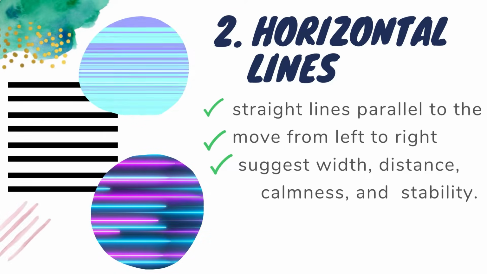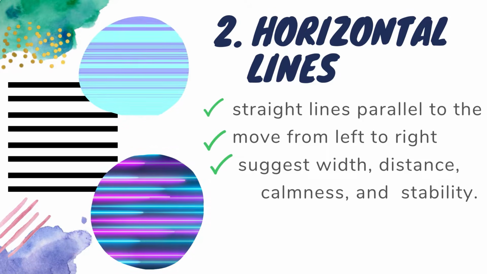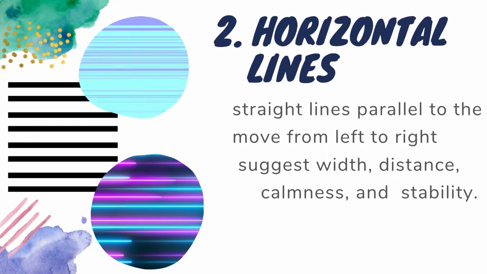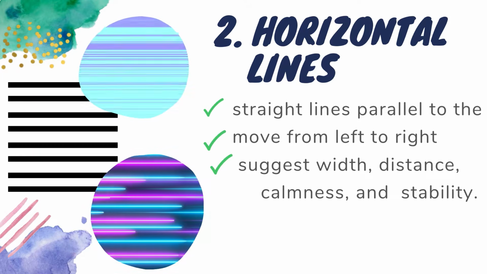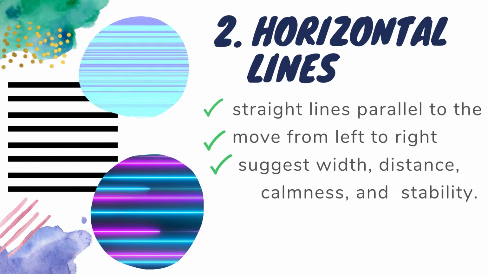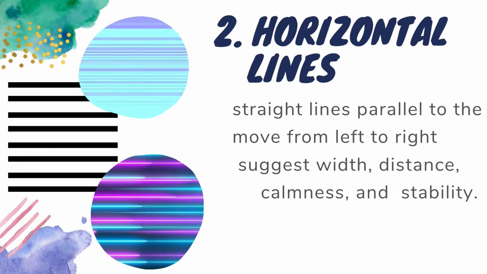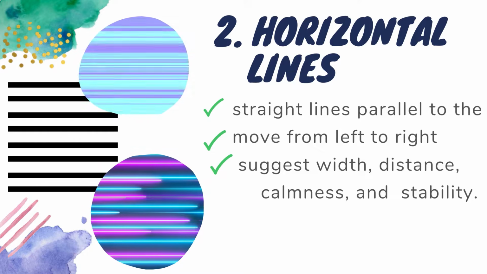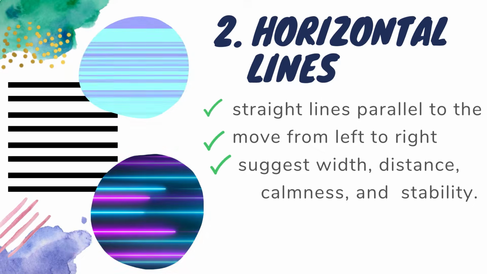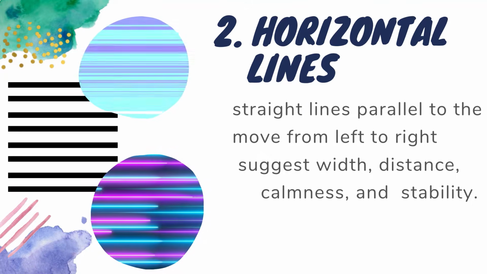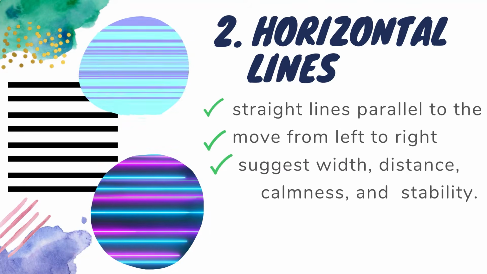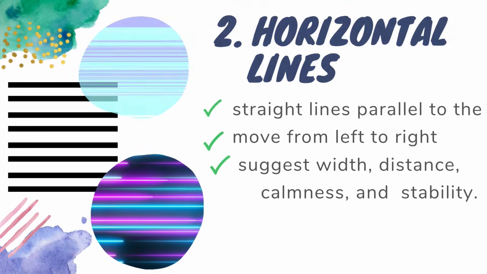Number 2, horizontal lines. These lines are straight lines parallel to the ground. They move from left to right, and they suggest width, distance, calmness, and stability. Here are the examples of horizontal lines. If you can do this, then draw a horizontal line on your paper. All right, good job. Have you drawn your horizontal lines?